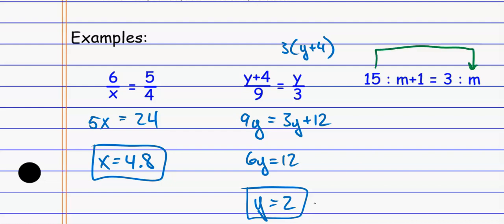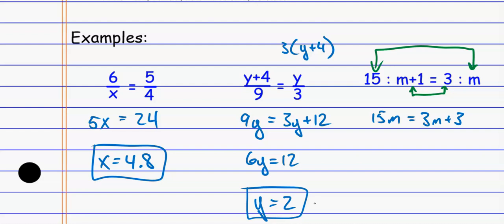Here's the extremes, 15 and m. When I multiply those, I get 15m. Here's the means, the middle guys. When I multiply those, again, I have to multiply that entire thing by 3. That's my distributive property. That's a 3m plus 3.